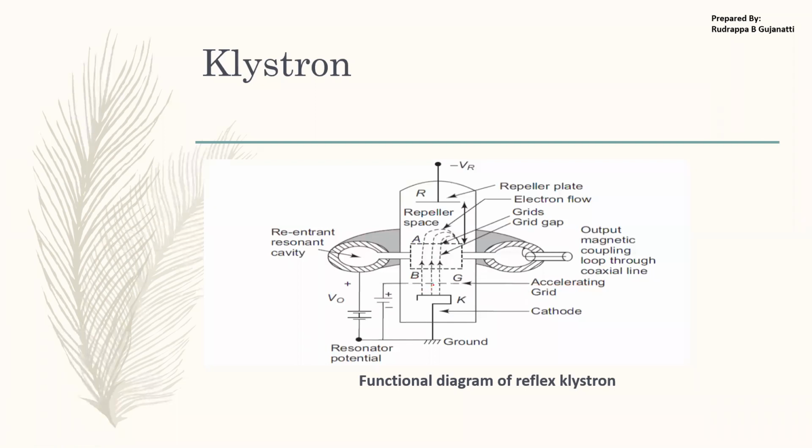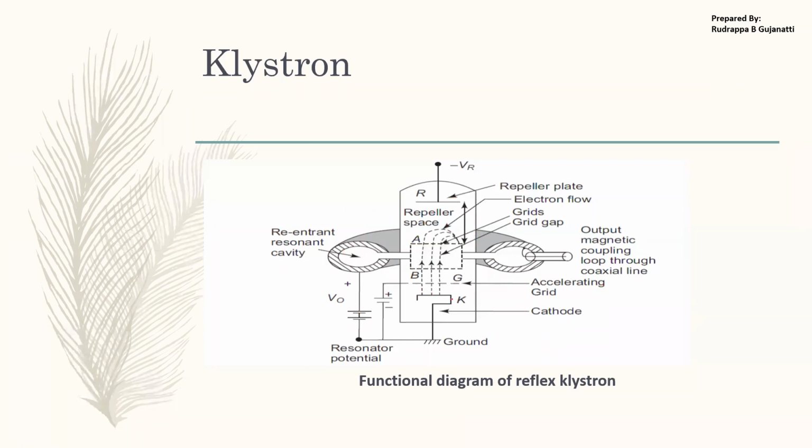So the cathode has emitted the electrons, and they pass through the grid. This grid, based on the applied voltage, controls the acceleration of the electrons passing through it. After it passes through the grid, it passes through the cavity. Since the electrons are moving at a very high speed, they pass through this cavity, and then reach the repeller space. So what is the repeller space? It is the space between the repeller plate and the cavity, as represented over here. This space is termed the repeller space.